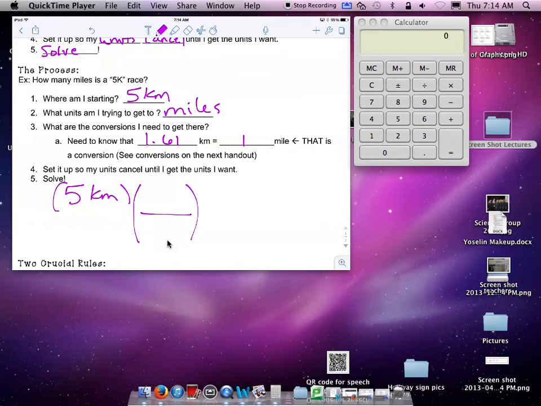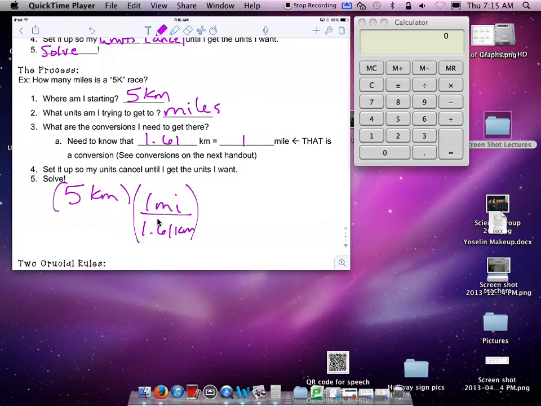I know that the thing on the bottom has to cancel the thing that I'm starting with, or at least the opposite. If I started with something on the bottom here, I'd have to put it in the opposite spot here so that it cancels. So when things are on the top and bottom, they cancel. Now I'm going to go back to this conversion that tells me 1.61 kilometers equals 1 mile. If I put the 1.61 kilometers on the bottom and 1 mile on the top, then look what happens.